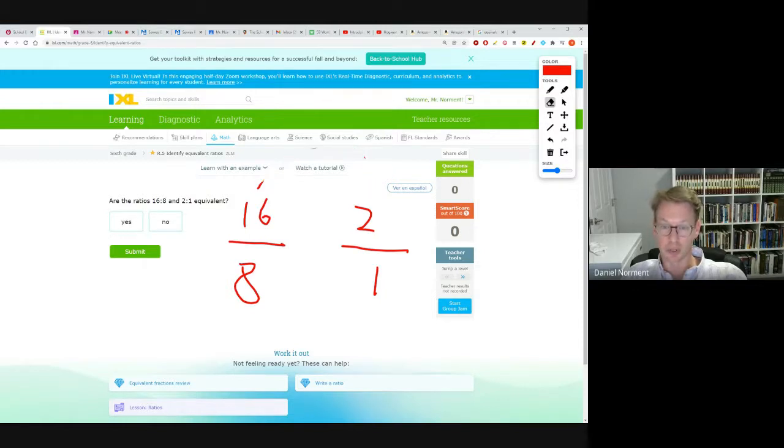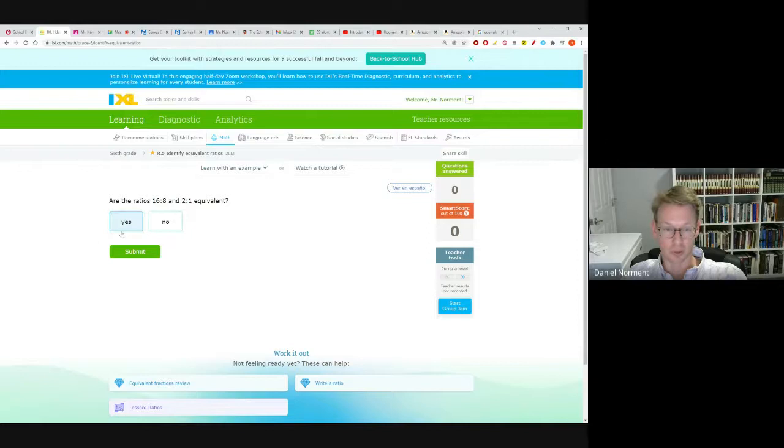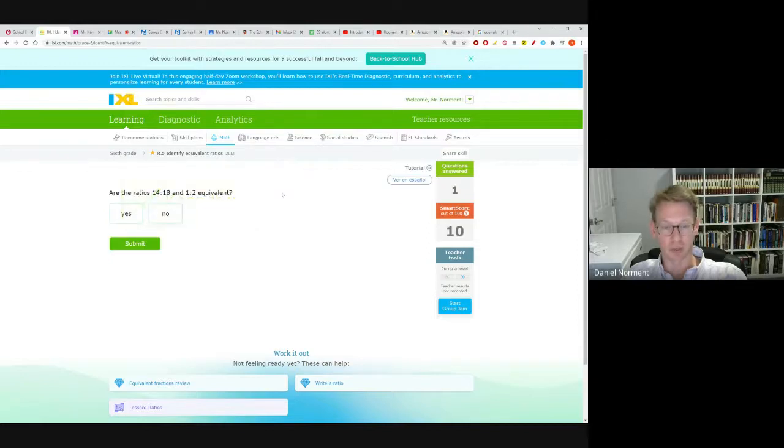So you're gonna want to cross multiply. See if you get the same thing. Okay? This is what I mean. 16 times 1 is 16. 8 times 2 is 16. Is 16 equal to 16? The answer is yes. So those are equivalent. I just cross-multiplied and I solved, and they are equivalent.